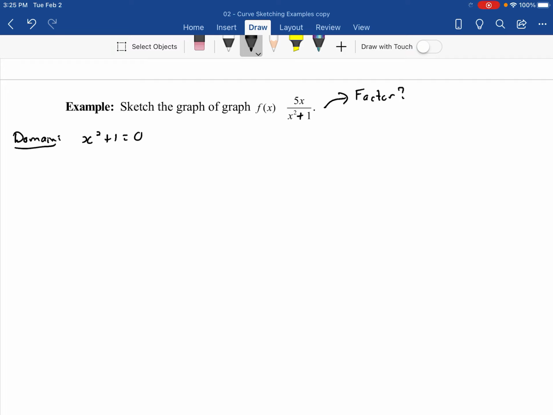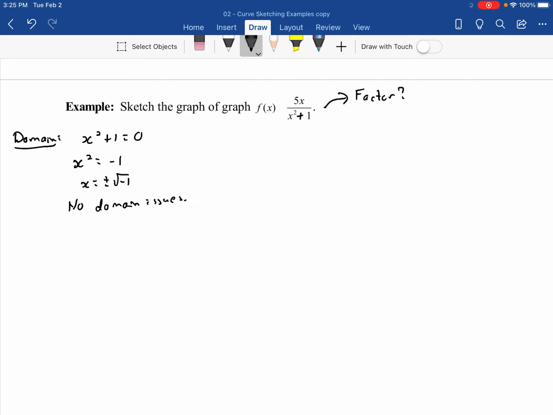One is to look and go, well, x squared is always going to be at least 0, and if we add 1, that's going to be above 0. So you can see it directly. Or you can actually take the steps and move this over and go x equals plus or minus square root of negative 1. And so we see there's no domain issues. We can't do the square root of negative 1 in the real number system, so we don't have to worry about that. Okay, so no domain issues.